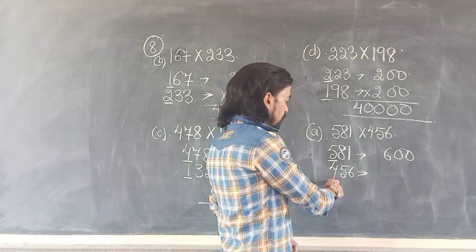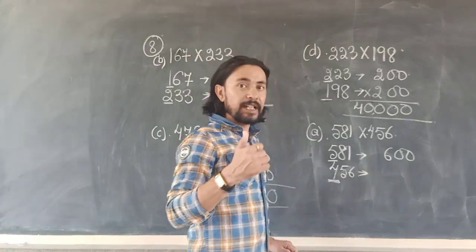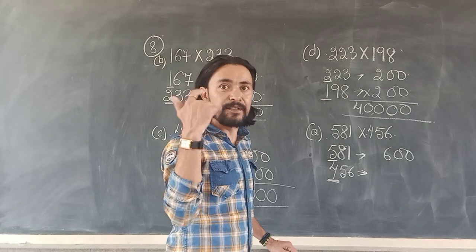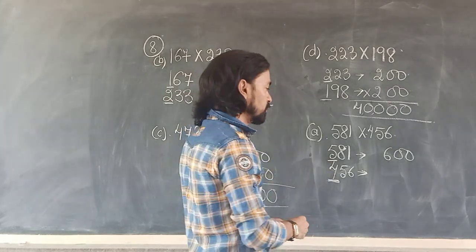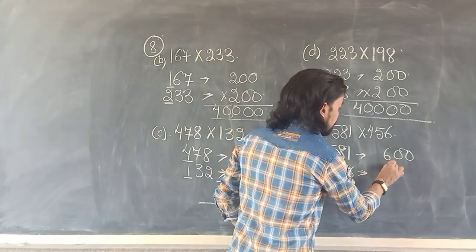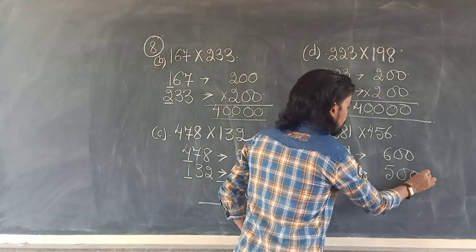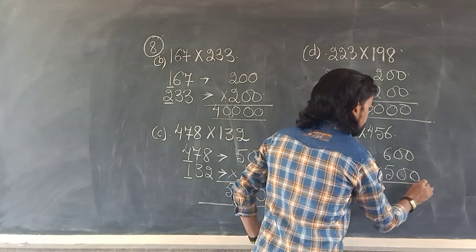Next, after 4 is 5. Again this 5 comes in the second category: 5, 6, 7, 8, 9. So this 4 will change to 5 and the remaining will become 0 and I multiply.